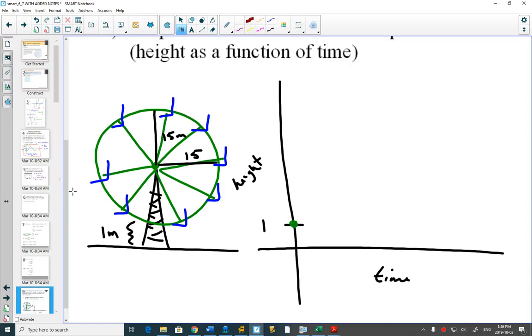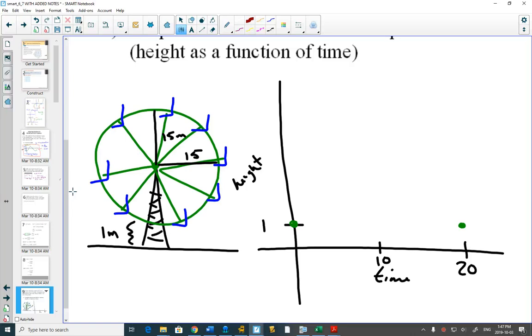It doesn't make sense to get onto a Ferris wheel at the top. And it says 20 seconds later, you go all the way around. So if I mark 20 seconds on here, I would be back at 1 meter at 20 seconds. Question: how high above the ground would you be at 10 seconds?